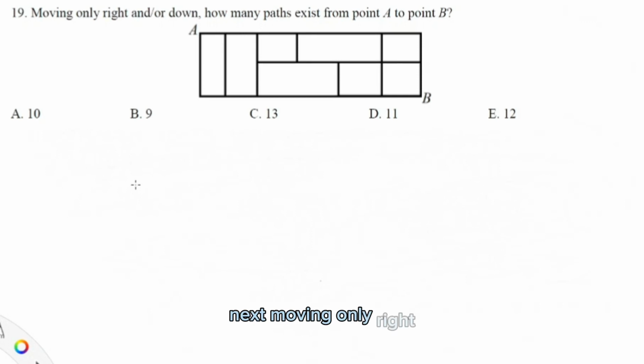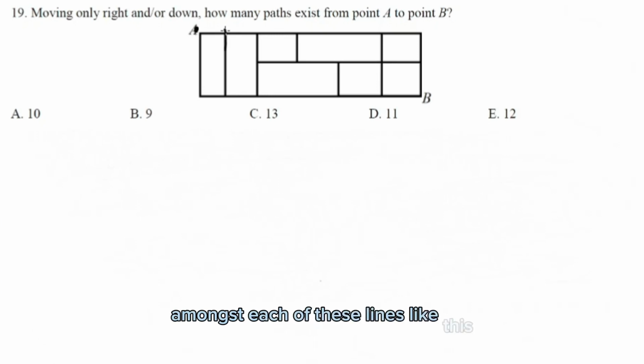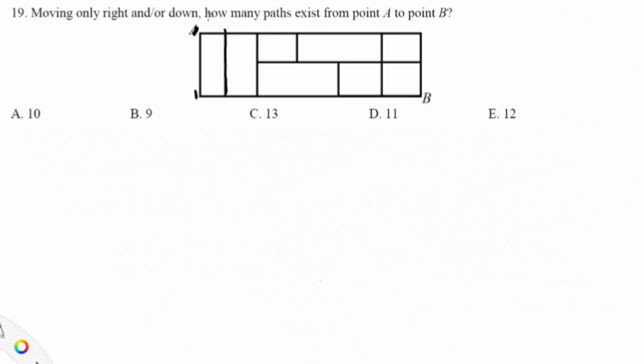Next, moving only right and or down, how many paths exist from point A to point B? Alright, so we're starting at point A right here. The first thing you want to do is, along each of these lines, like this, and these two, the corners on this side, write a 1. So 1, 1, 1, 1, 1, 1, 1. The reason for that is that 1 is the amount of ways you can get there, the number of possibilities to get to that point on this image.